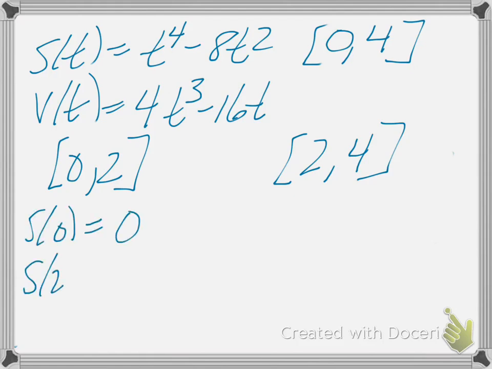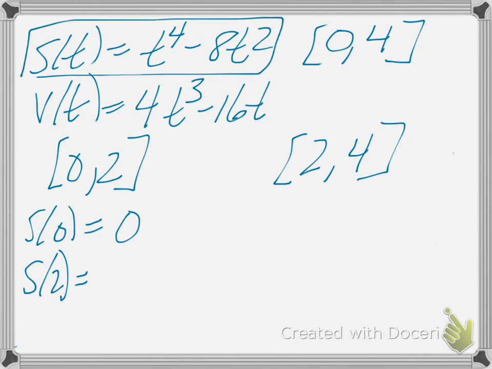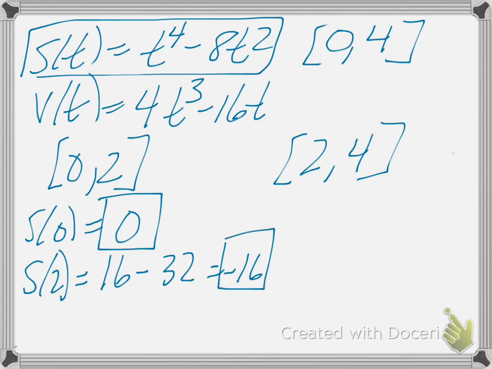I'm going to do s of 2. So I'm substituting into this function here. So 2 to the 4th is 16 minus 2 squared is 4. 4 times 8 is 32. That gives me -16. So I started at 0. I ended up at -16. That means I traveled for 16. Okay, so that's our first piece. Then we'll do the second piece.